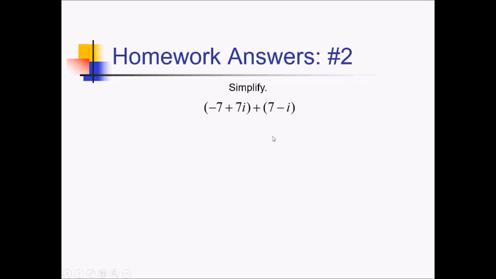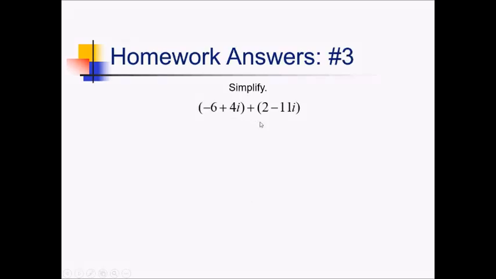To add these complex numbers together, we just have to distribute some invisible 1s and then combine like terms. So basically, we can just lose the parentheses here because we're just distributing 1 to it. So we have -7 plus 7i with no parentheses, plus 7 minus i. Now to combine like terms, -7 and +7 gives me 0. And then 7i minus i is going to be 6i. So we've just got 6i.